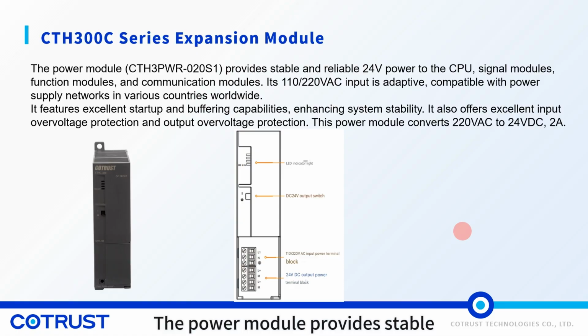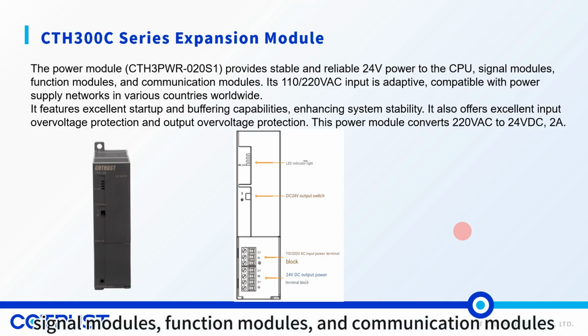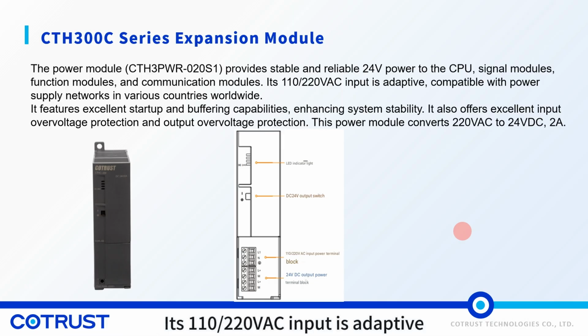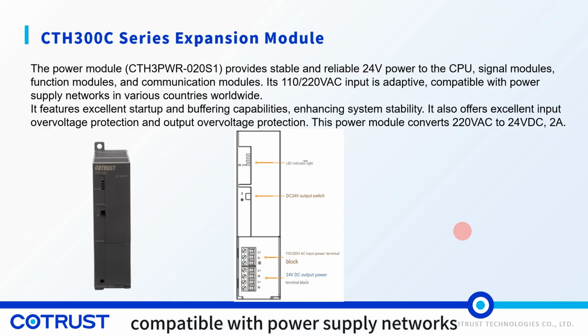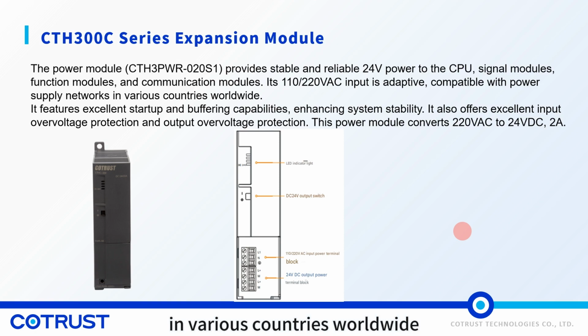The power module provides stable and reliable 24 volts power to the CPU, signal modules, function modules, and communication modules. Its 110/220 VAC input is adaptive, compatible with power supply networks in various countries worldwide.